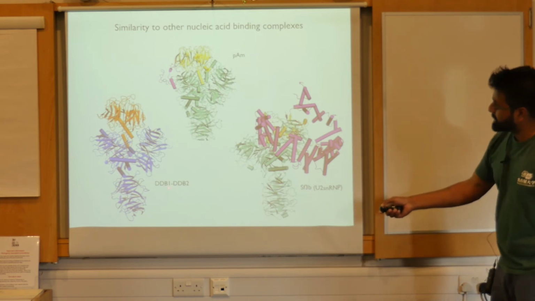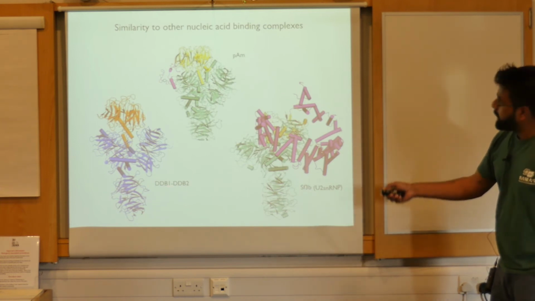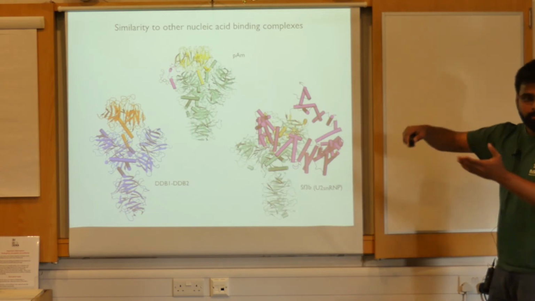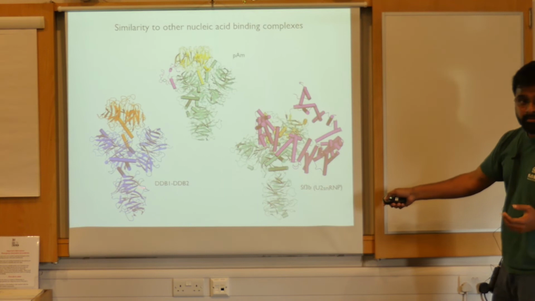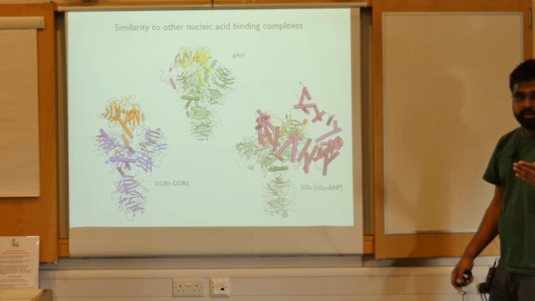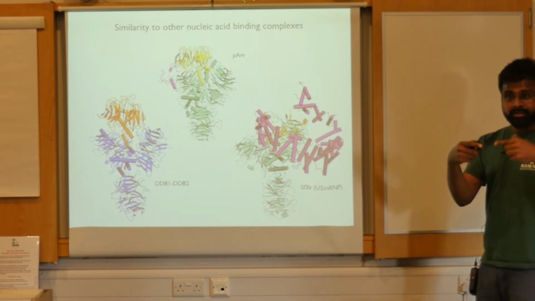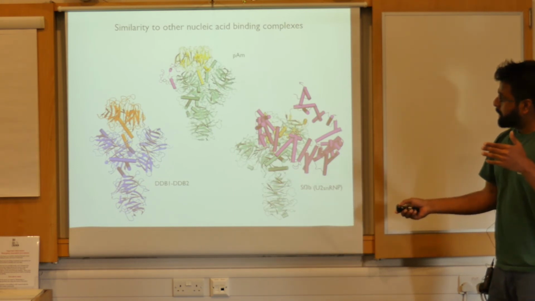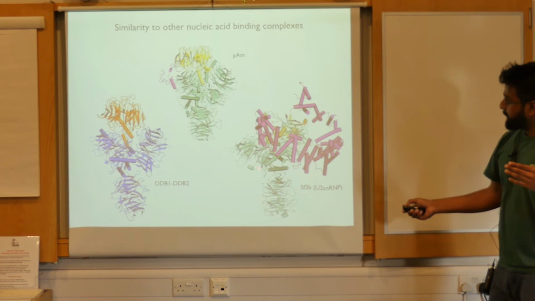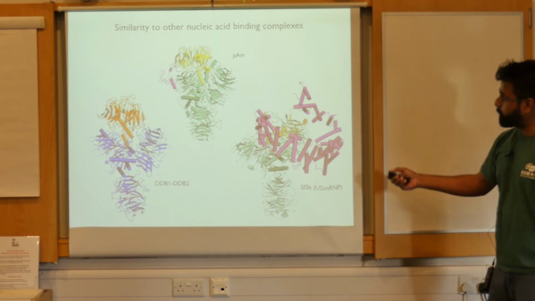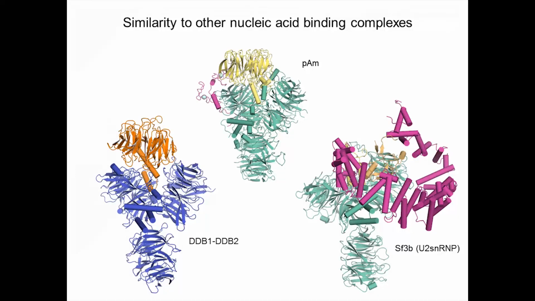So this is a complex called DDB1, DDB2. You might know that this complex PAM adds a polyA tail to an mRNA. This complex DDB1, DDB2 is involved in repairing damaged DNA, especially UV light damaged DNA. And this is another protein complex which has a very similar architecture to that of my complex, thus showing that there is some sort of evolutionary relationship between these nucleic acid complexes.